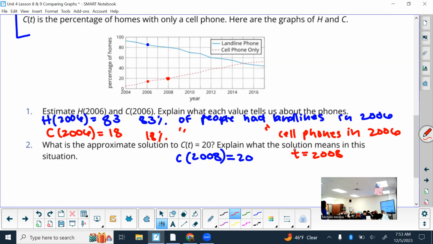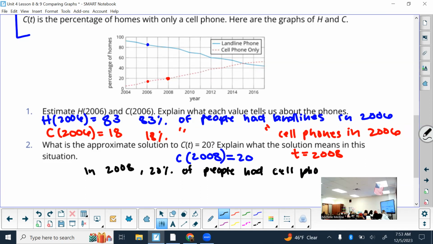Now, what does it mean? Well, in the year 2008, what happened? Okay, good. In 2008, 20% of people had cell phones at home. All right, I know it's cell phones, not landlines, because they use the C, which they said is for the function where people only had cell phones. Okay, so questions on that? We're going to add the additional 2 questions now.